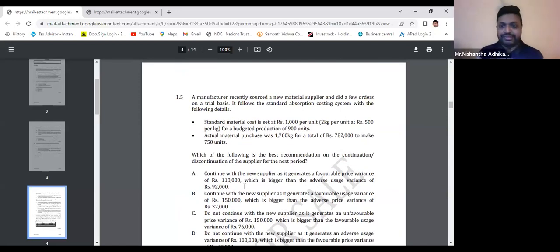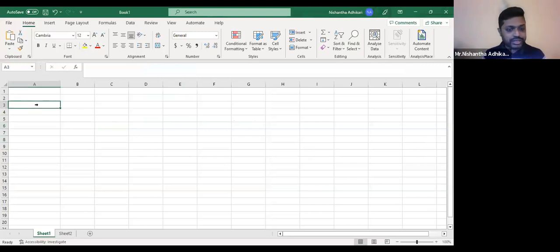Now you have to calculate price and usage variance. Then you can easily answer this particular illustration. I will show you how to do that. I will take the Excel sheet. I will take the short formula for how to calculate material price variance: standard price minus actual price, into quantity purchased, because there's no inventory being provided, or they have mentioned that they are applying a standard costing system.